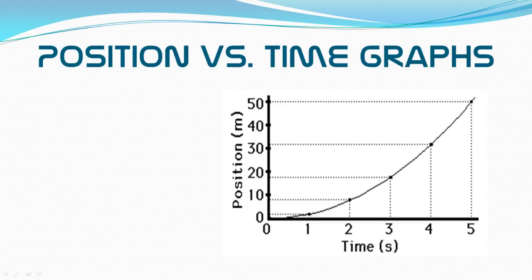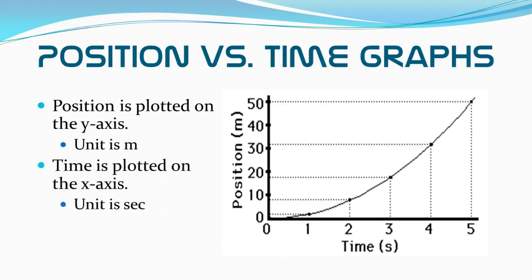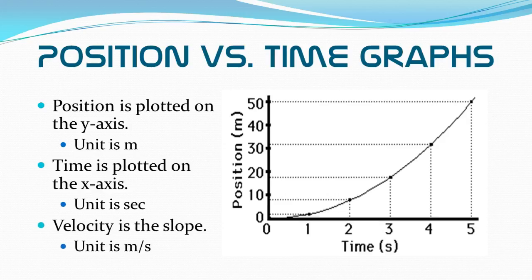A position versus time graph is a common way to represent and interpret motion, specifically in this case, acceleration. Position is plotted on the y-axis, the unit is meters. Time is plotted on the x-axis, the unit is seconds. Velocity is the slope. So in this case, we're looking at little tangent slopes as the motion curves up.